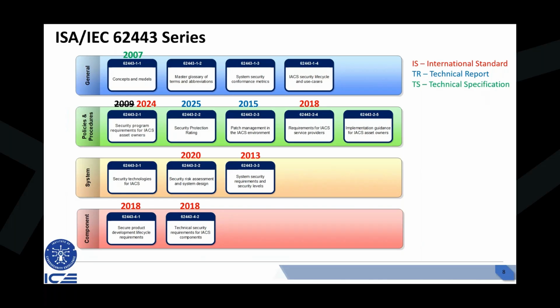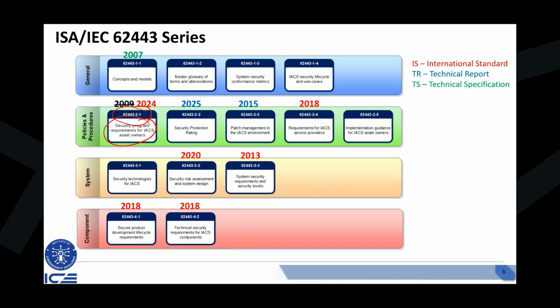Policies and procedures, I would call it more of a governance, not just the policies and procedures part. 2-1 and 2-4 are the only two standards in this group that are released yet. I would skip 2-4 for today and focus more on 2-1, because that defines the security program requirements for the control system itself.